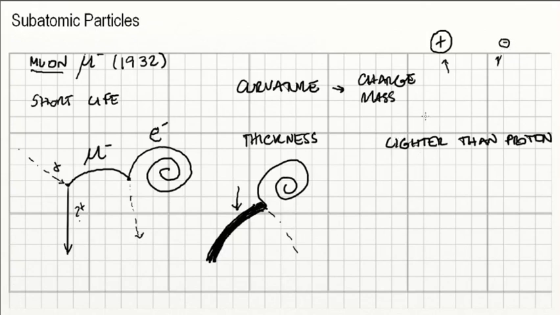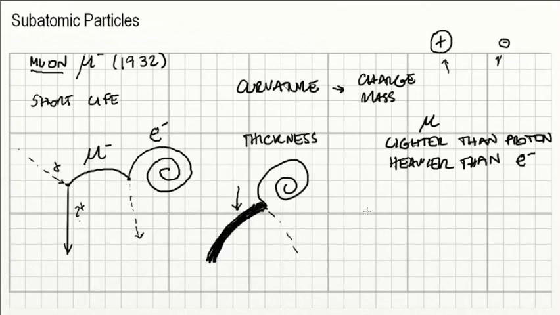However, what they found was that the muon was lighter than the proton, but it was heavier than the electron. So it's something in between. It's not as heavy as this one, and it's not as light as that one. Also, because of the curvature, it was deduced to have a charge. And in this case, since it's twisting to the left, it's a negative charge.